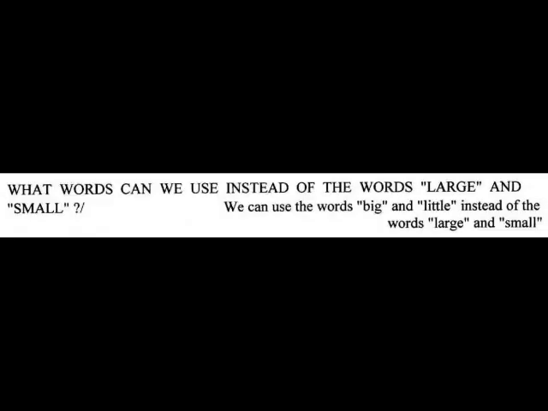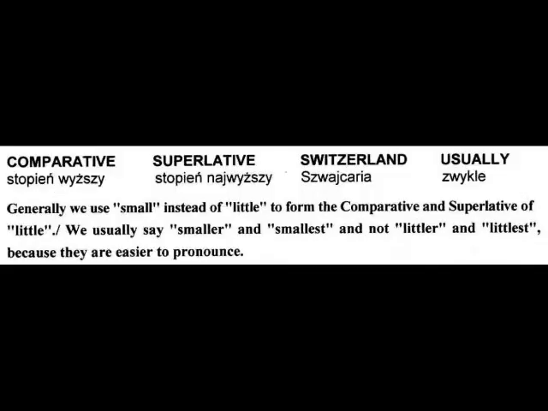Big, little. What words can we use instead of the words large and small? We can use the words big and little instead of the words large and small. Comparative, superlative. Generally, we use small instead of little to form the comparative and superlative of little. We usually say smaller and smallest, and not littler and littlest, because they are easier to pronounce.